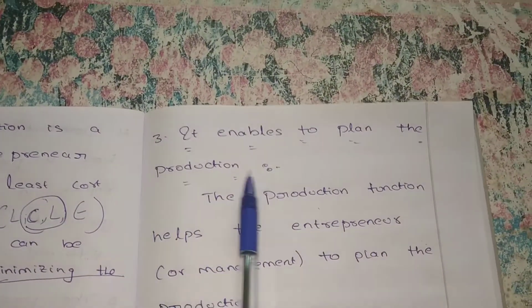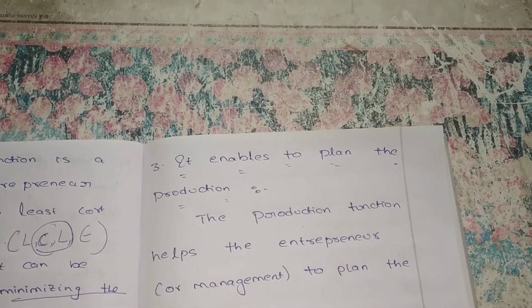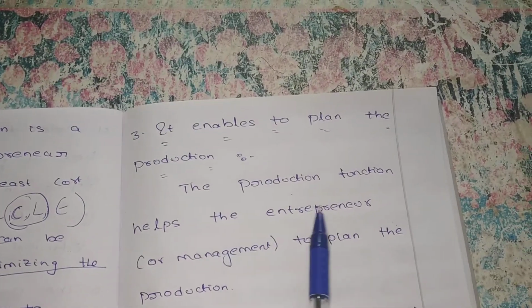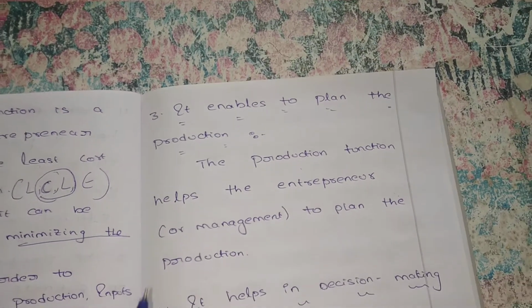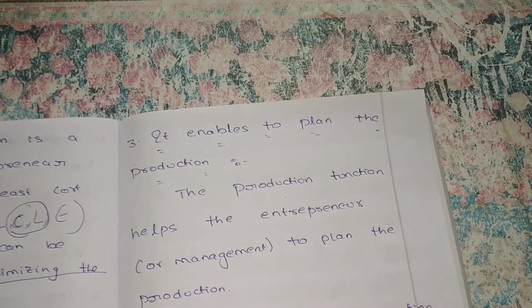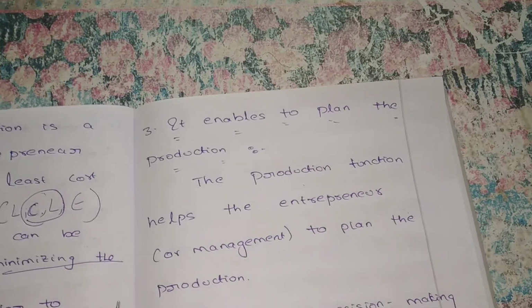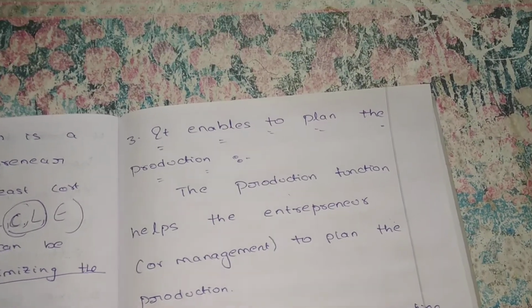Next, it enables planning the production. The production function helps the entrepreneur, meaning management, to plan the production. Before starting production, the entrepreneur has to decide: I want to produce this product. For this product, I require these inputs. By giving these inputs, I am achieving this output.